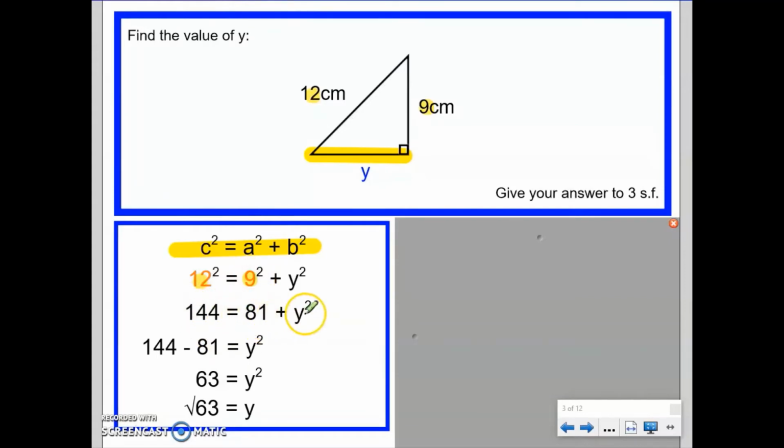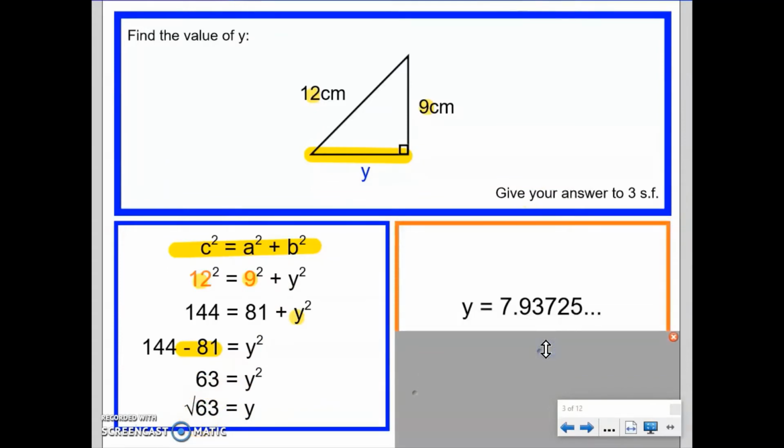Now I need to try and solve this equation to find the value of Y. So first of all, I'm going to subtract 81 from both sides. So you'll notice another difference there, that I'm doing a subtract at this stage rather than an addition. And again, that is always the case when you're trying to find one of the shorter sides. 144 take away 81 gives me 63, but 63 is Y squared. So that's giving me this length squared. So in order to find the value of Y, I need to square root my 63.